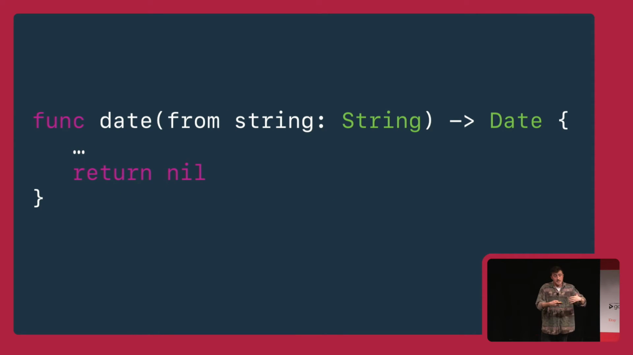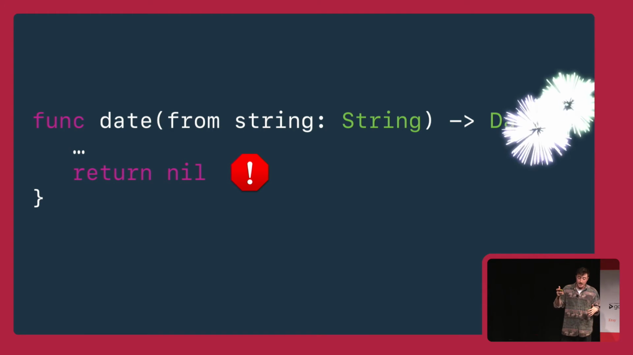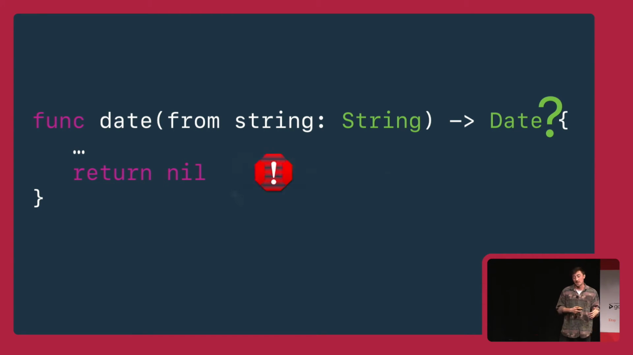At some point, in some cases, we're going to want to return nil because the user's typed in garbage. It doesn't make sense as a date. Unfortunately, the Swift compiler won't let us do that. Why won't it let us do that? It's because the return type here, date, is non-optional, which means it always has to have a value. It can never be nil. How do we make it optional so that it could be nil? We throw a big question mark on the end.